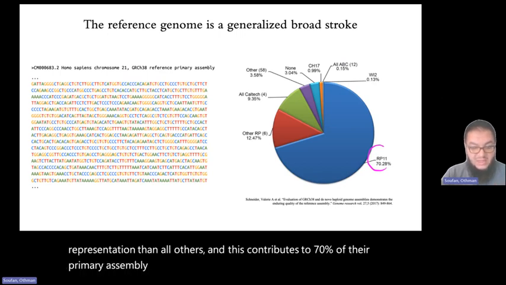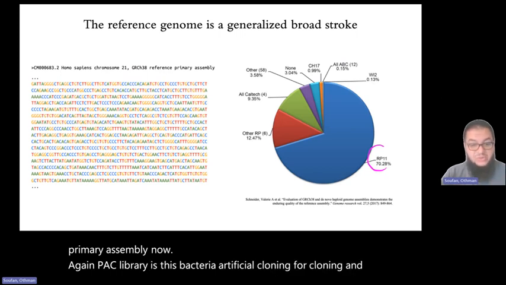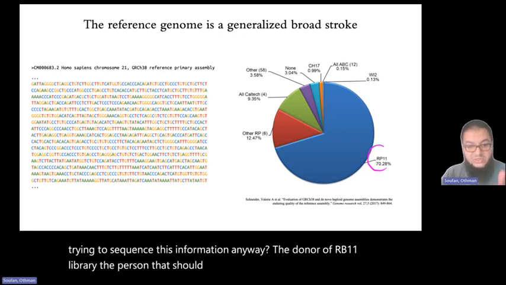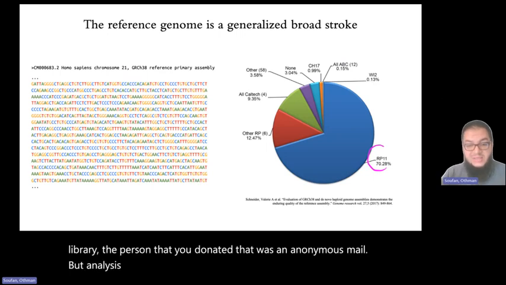Now, again, BAC library is bacterial artificial chromosome, used for cloning and trying to sequence this information. Anyway, the donor of the RP11 library, the person who donated that, was an anonymous male. But analysis suggests that his DNA is more of an African-European admixture. Okay.